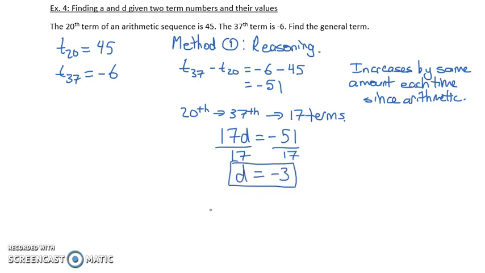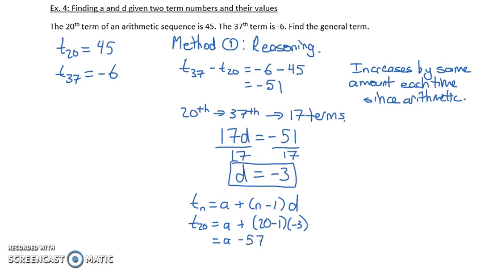Now we know D, but we don't know A, and we need to know A to find the general term. And so to do that, what we have is that the general term is A plus n minus 1 times D. And so if we substitute term 20 in here, the A value we're looking for still, but if we substitute T20, that's 20 minus 1. The D value is negative 3. I get 19 times negative 3, and that gives me negative 57, or A minus 57. And I know also that term 20 has a value of 45. So solving for A gives me 102.